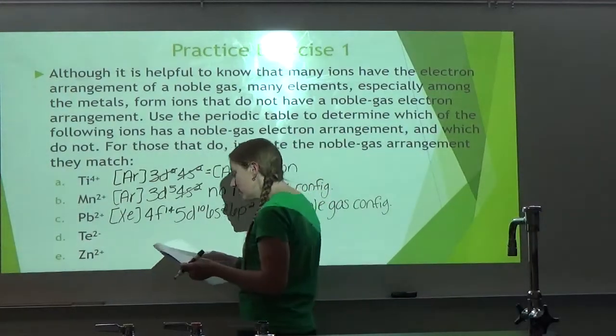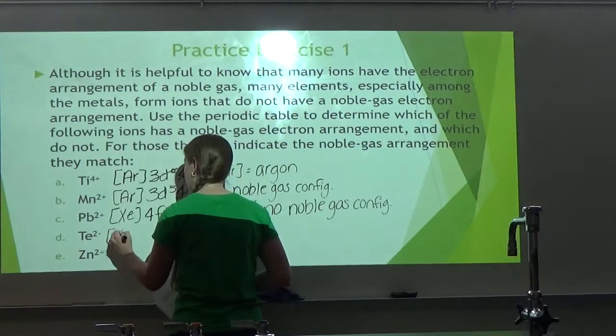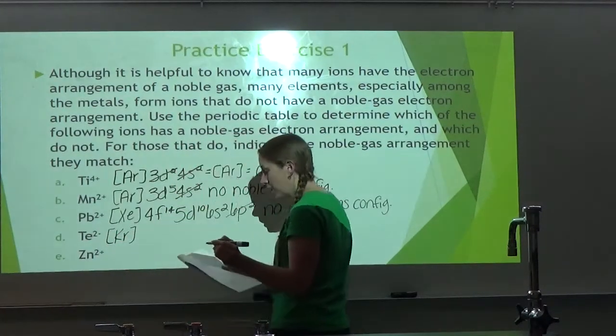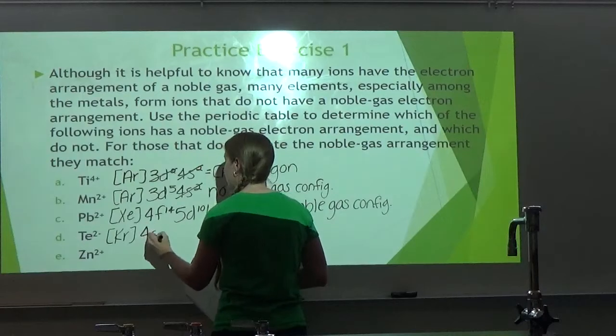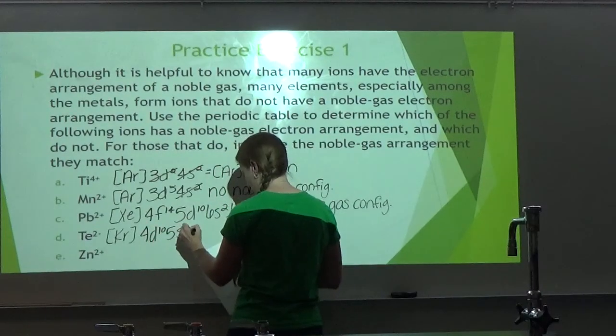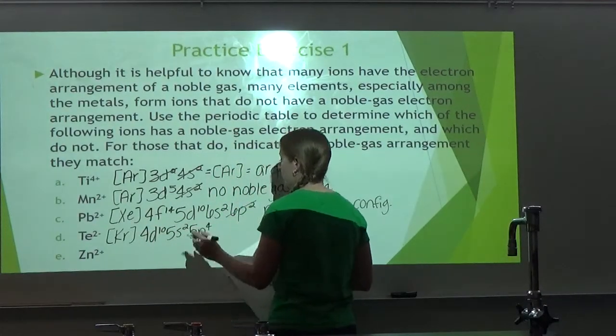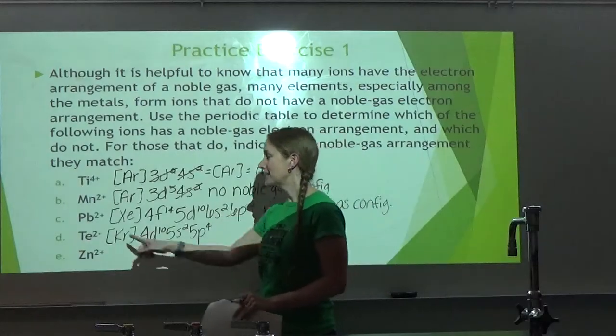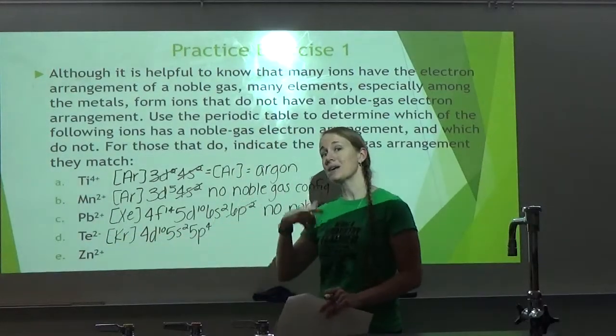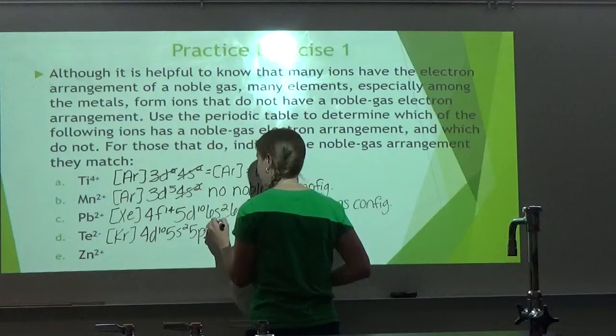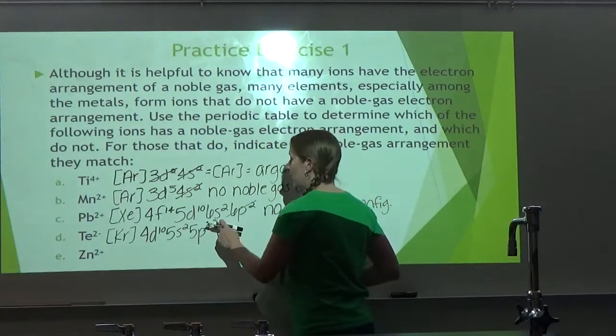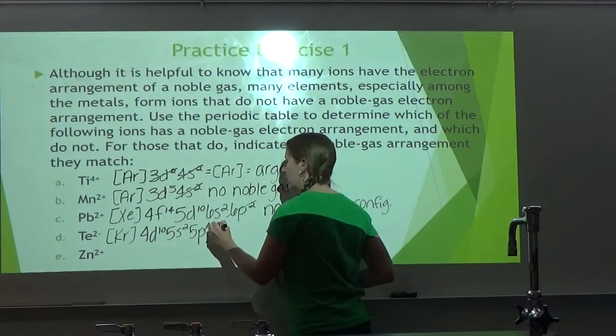So tellurium, the noble gas before it is krypton, Kr. Alright, and so then I do 4d10, 5s2, 5p4. But you gotta be careful. Tellurium has a -2 charge. That means I'm going to add 2 electrons. And so I know some of you are probably looking at this thinking, oh, okay, well, it's not noble gas.